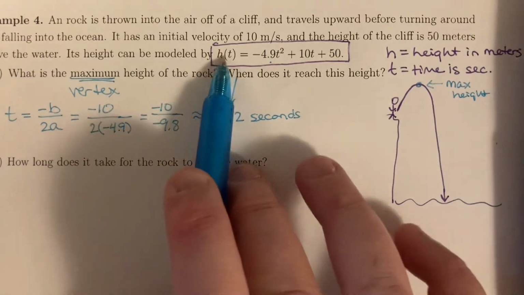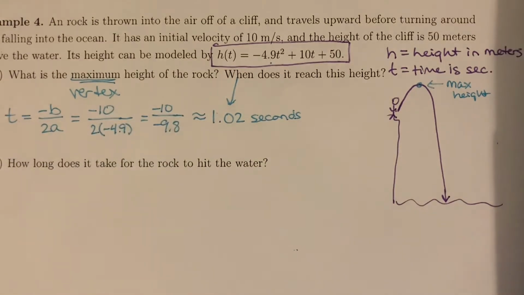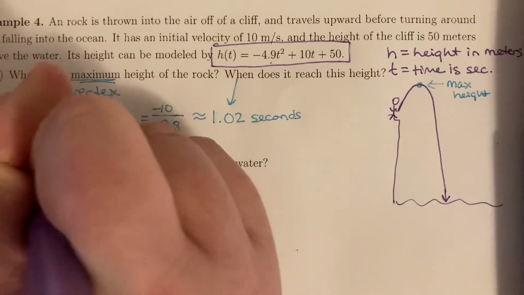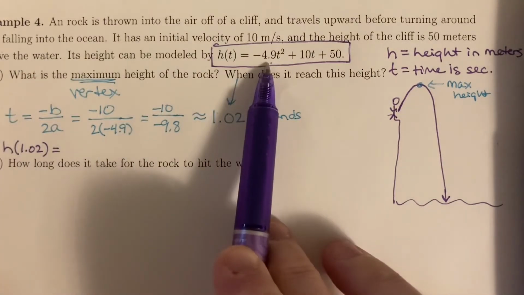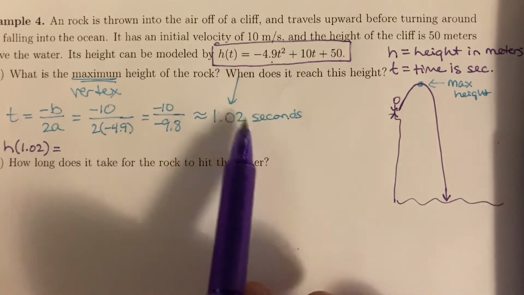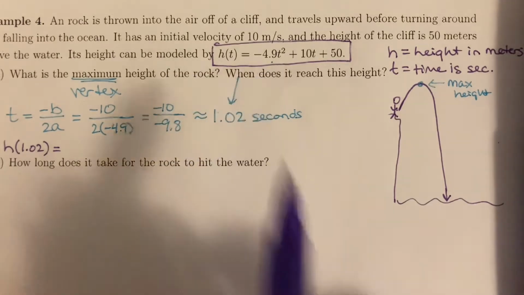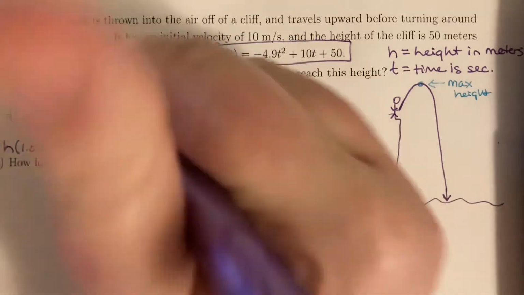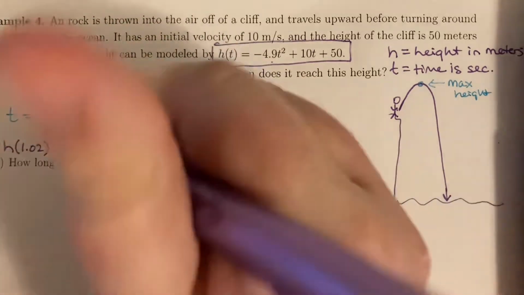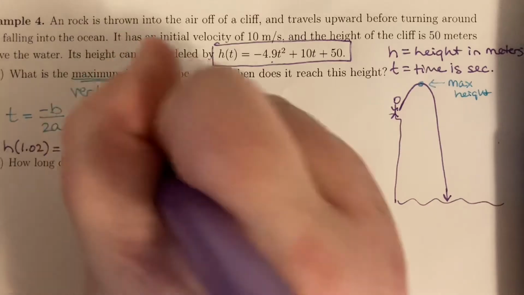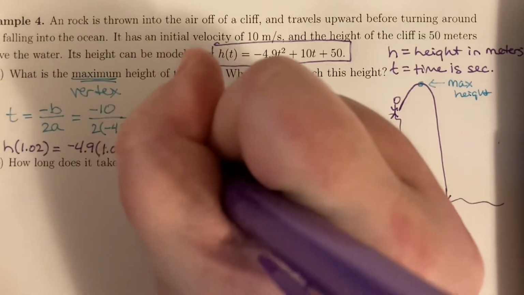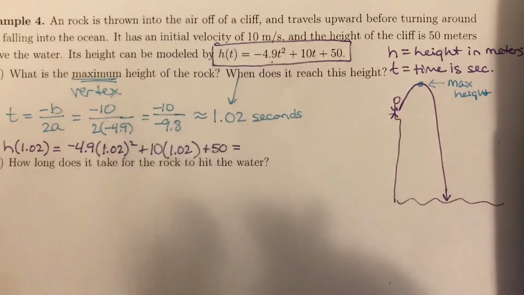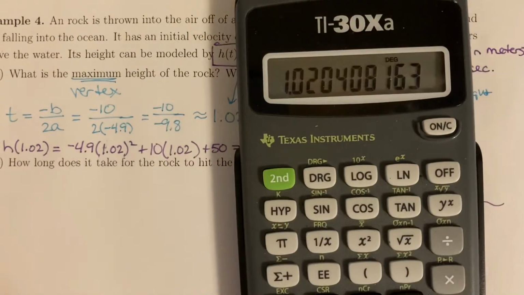That means I'm supposed to plug into this function. So that would be h of 1.02. And wherever there's a t, I'm going to put my t value that I just found. Negative 4.9 times, and it's positive 1.02, quantity squared, plus 10 times 1.02 plus 50. Definitely want a calculator for this one.